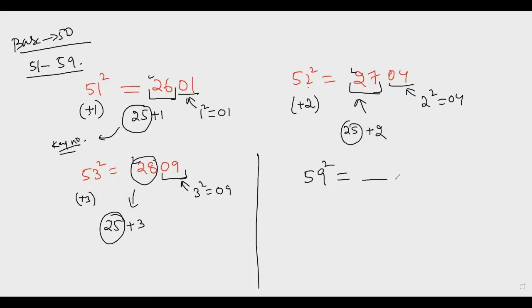3481. Here the number is 25, right? 25 is the key number plus this last, this is our extra amount, right? So it would be 34. Lastly, this 9 square. Okay, 9 square is 81. So this answer is 3481. Is that okay? Right? Yes.